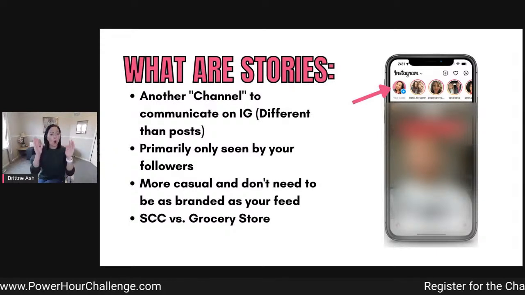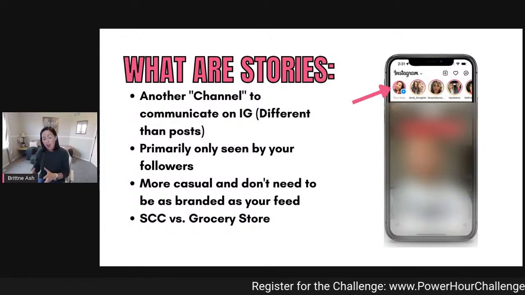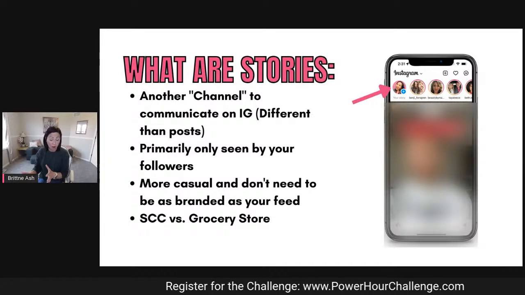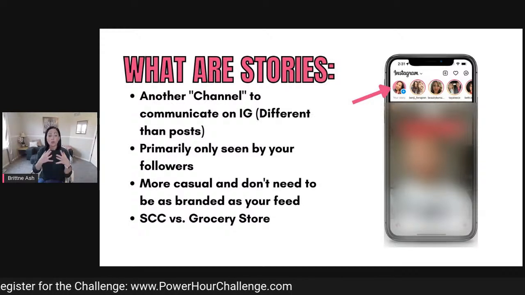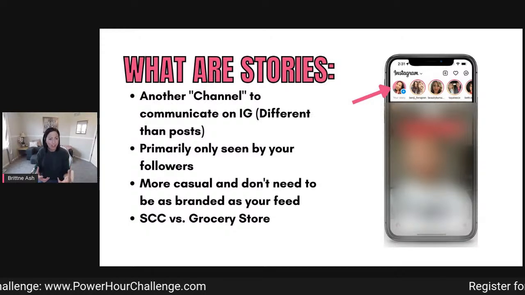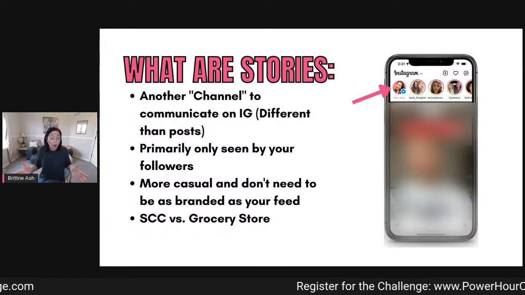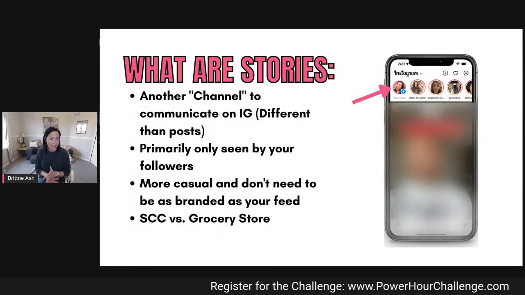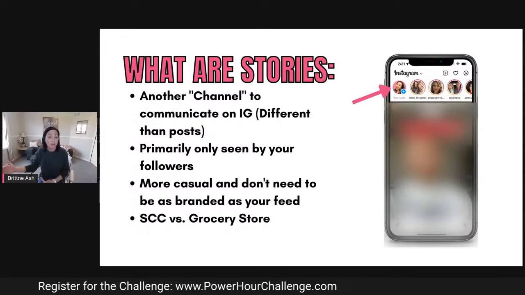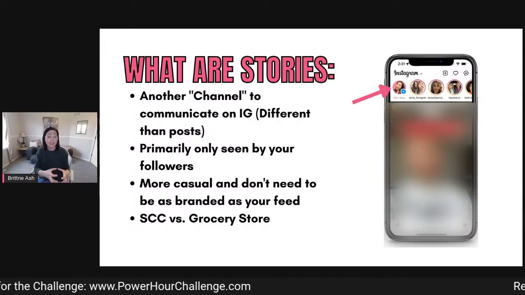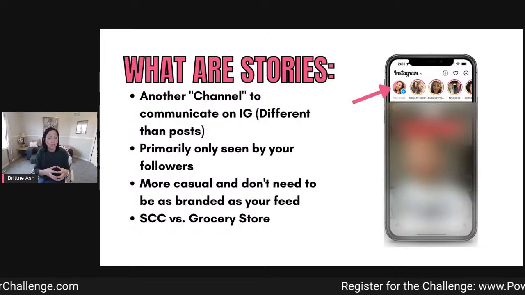And stories are only up for 24 hours. Your posts are permanent unless you delete them or archive them. Your stories are only up for 24 hours. So it's a great place to post in the moment things, or say things like for right now, where we're posting about the Power Hour Challenge. This is something that in a week from now really isn't going to be relevant because the challenge will have already started, right? So that's why we're posting this in our stories so much, because it's only going to be up there for the next 24 hours.